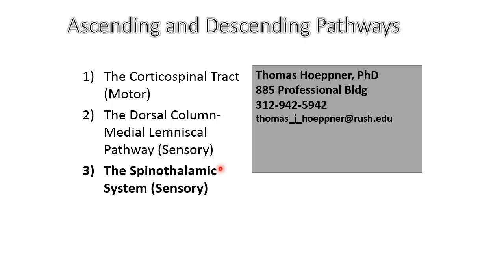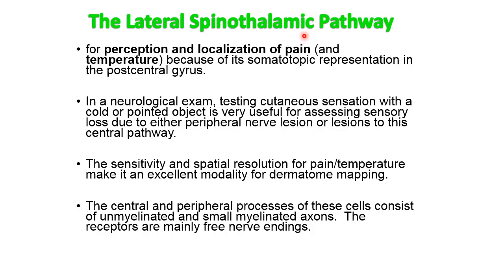The third pathway that we'll examine is the spinothalamic system, a sensory pathway. The lateral spinothalamic pathway provides for perception and localization of pain as well as of temperature, because it has a somatotopic representation in the postcentral gyrus, as does the dorsal column lemniscal pathway, but its receptors are sensitive to either damaged tissue, producing pain, or to temperature.